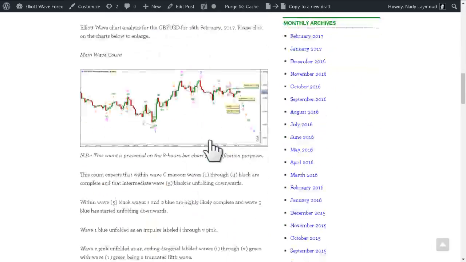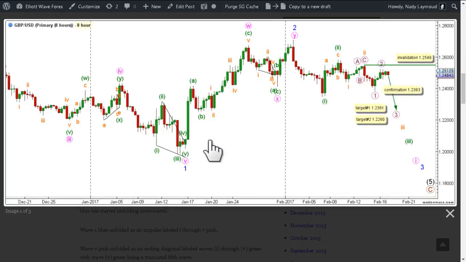On the main 8-hour chart, the main count expects that wave C maroon is unfolding downwards, and within wave C maroon, waves 1 through 4 black are complete, and wave 5 black is unfolding downwards as an impulse, with waves 1 and 2 blue complete, and wave 3 blue is at its very early stages.